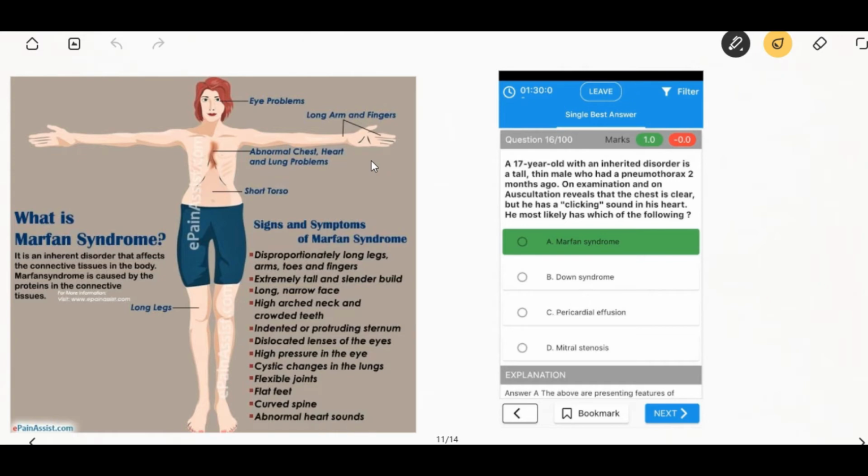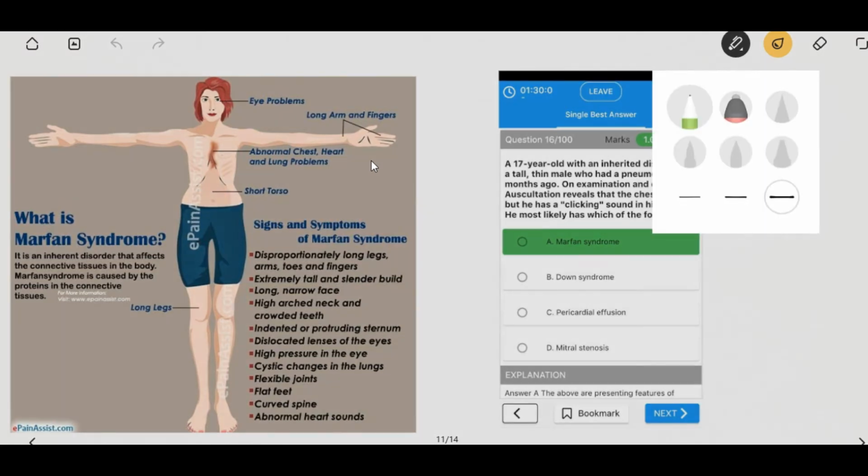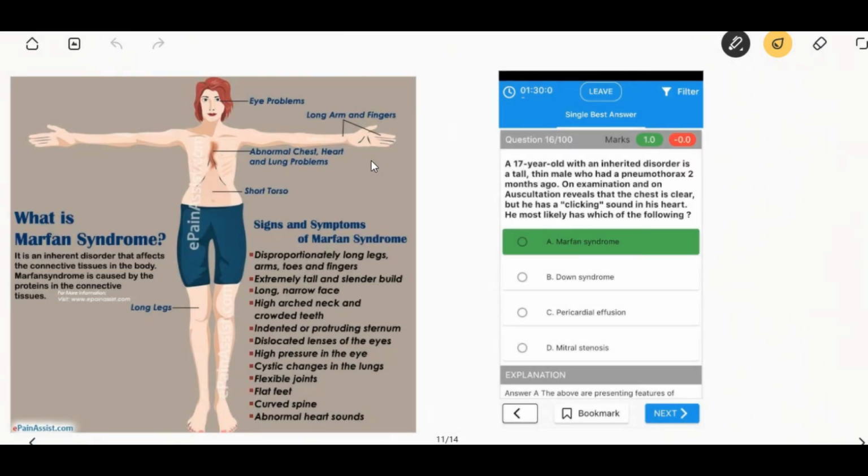The question: a 17-year-old with an inherited disorder is a tall, thin male who had a pneumothorax 2 months ago. Auscultation reveals that the chest is clear, but he has a clicking sound in his heart. He most likely has which of the following diseases? The answer would be Marfan syndrome.